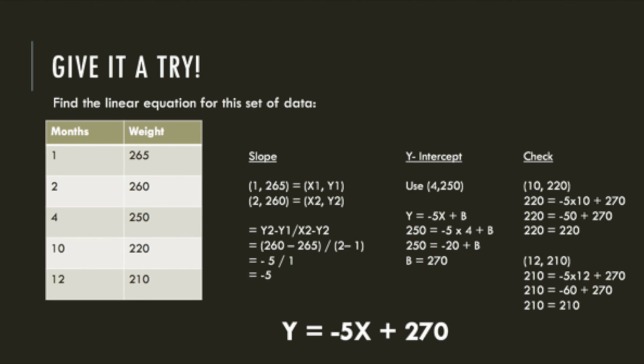Let's try another example. First, find the slope. I use data points (1, 265) and (2, 260). The slope is -5. Next, find the y-intercept. I use the data point (4, 250) and the slope to find the y-intercept. The y-intercept is 270. The final equation is y equals -5x plus 270. I checked the equation using two different data points.